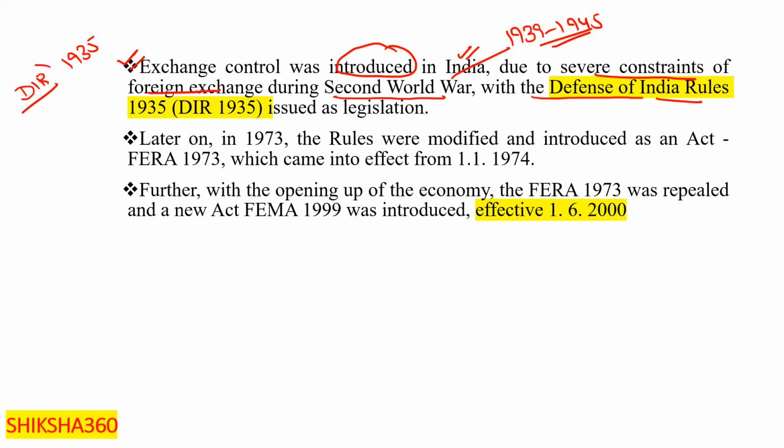DIR is the Defence of India Rules, issued as a legislation. Under the Defence of India Rules we can say that this is one act. So exchange control was introduced in India due to certain constraints of foreign exchange during the Second World War, with the Defence of India Rules, DIR 1935, issued as a regulation, as a legislation.